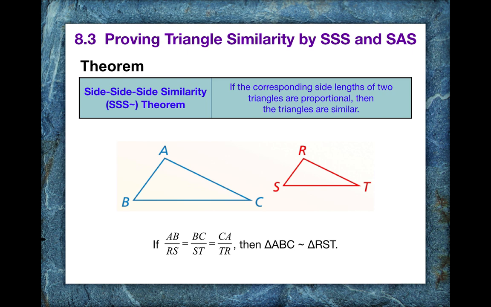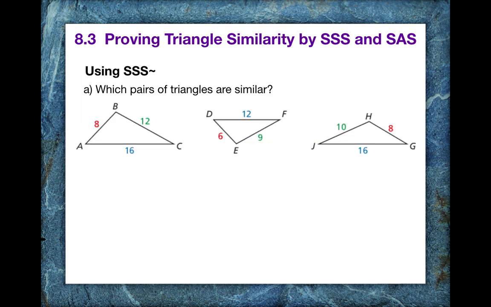So we can say here that the corresponding sides, AB and RS, if we take that ratio, that's the same thing as the ratio of taking from BC to ST or CA to TR. And if all of these are the same, in other words, that they have the same ratio, then we know that the two triangles are similar. We don't even have to know anything about the angles. It just turns out that once two triangles are similar, then the angles are going to be congruent, because that's the definition of similarity. So which pairs of triangles are similar?